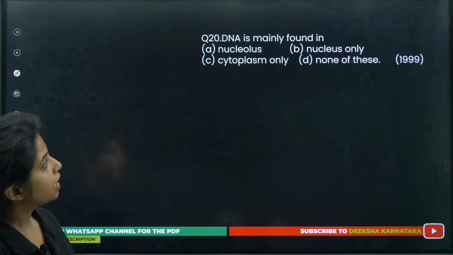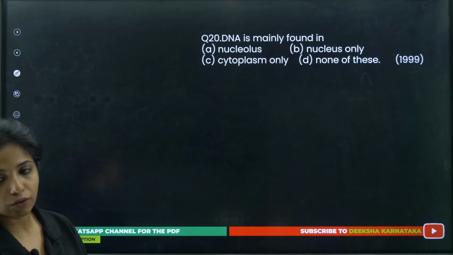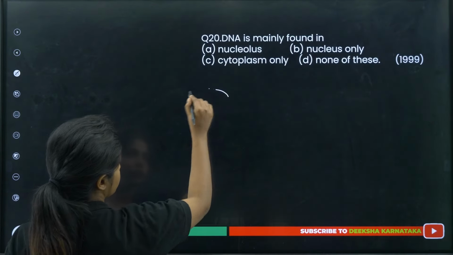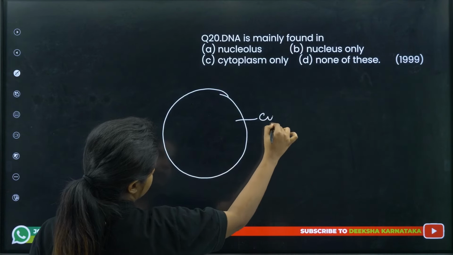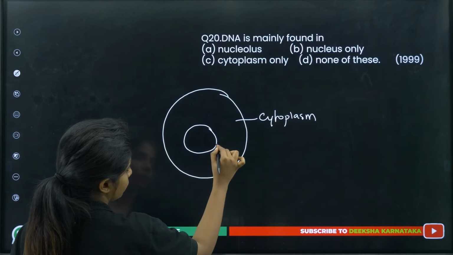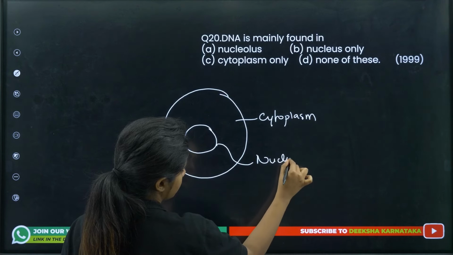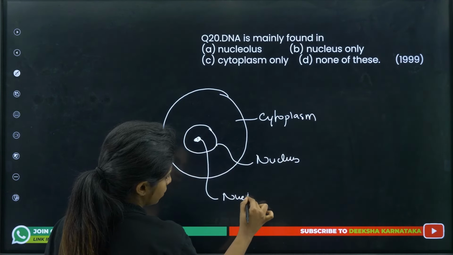Now going ahead, DNA is mainly found in nucleolus, nucleus, cytoplasm, none of this. What do you mean by nucleolus? So basically this is the whole cell, this area is the cytoplasm. Inside this, what do we have? This is the nucleus. Inside the nucleus there is a dark spotted region which is known as nucleolus.